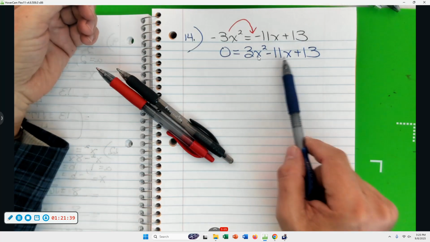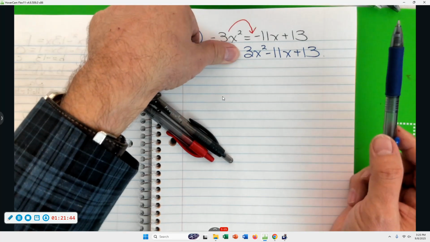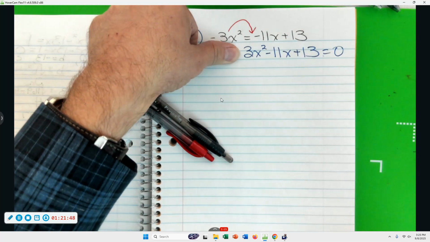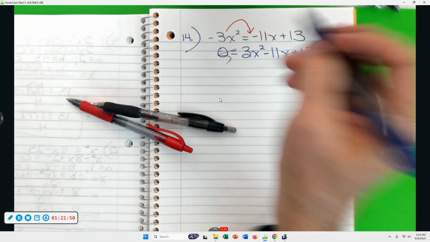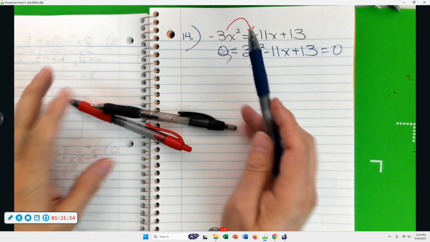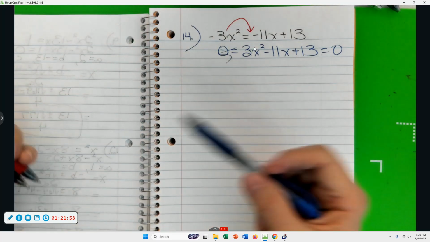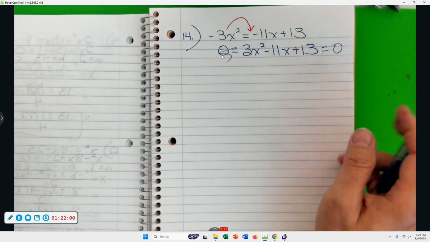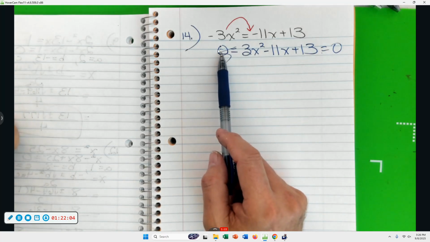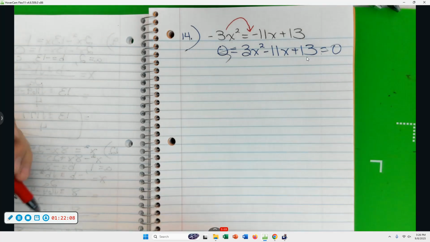3x squared minus 11x plus 13 equals 0. But if you don't like that, just mark it out and put the equals 0 there. It's the same thing. You see? I don't have these preconceived prejudices, it was fine the way it was written for me, but just for this first one, in case you don't like the 0 on the left side, that's what you do. Just mark it out and put the 0 over there.